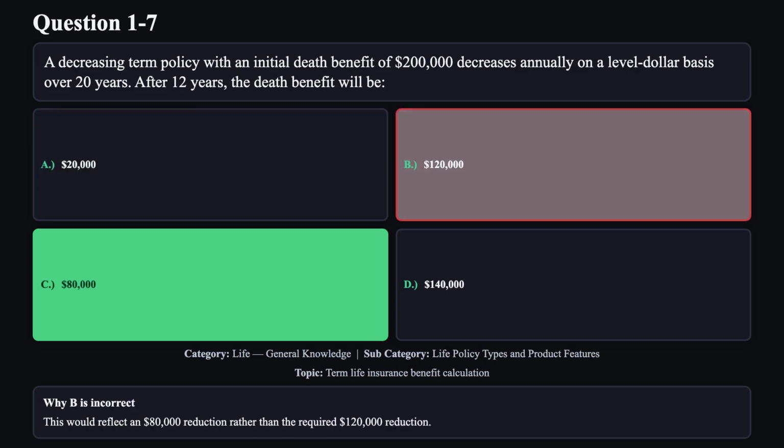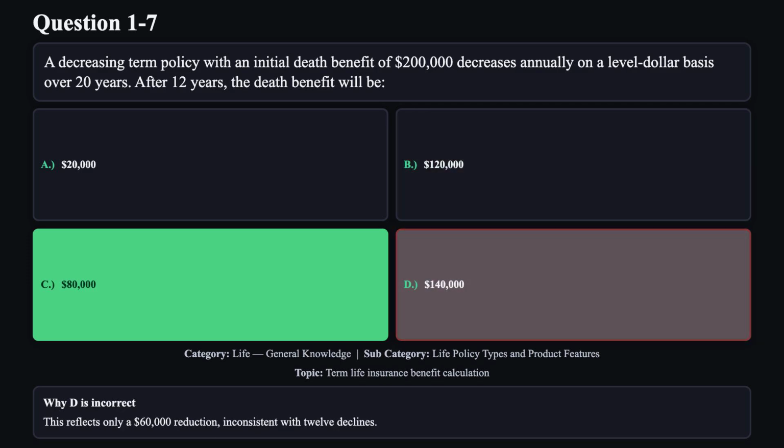Reason B is not correct. This would reflect an $80,000 reduction rather than the required $120,000 reduction. Reason D is not correct. This reflects only a $60,000 reduction, inconsistent with 12 declines.